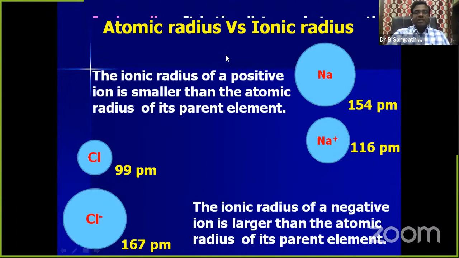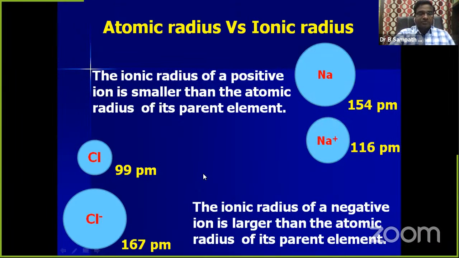Next, children, atomic radius versus ionic radius. This is very important, children. So we have to concentrate more here because so many students do wrong here. Comparison of the radius of ions and atom.